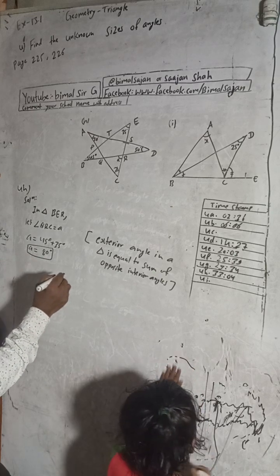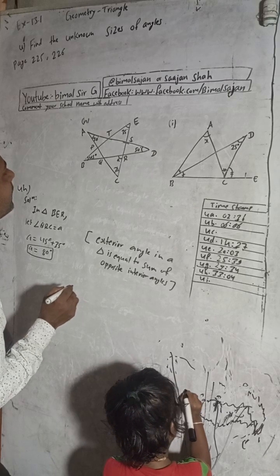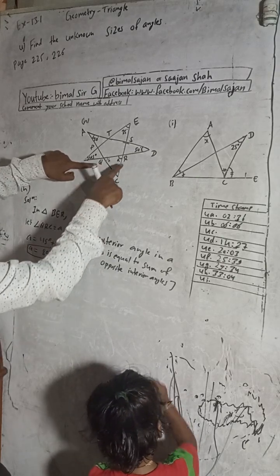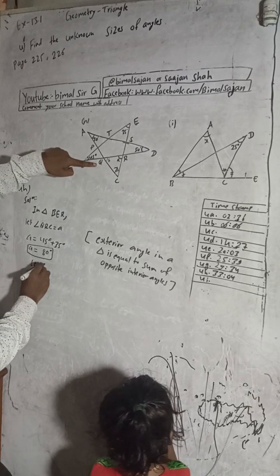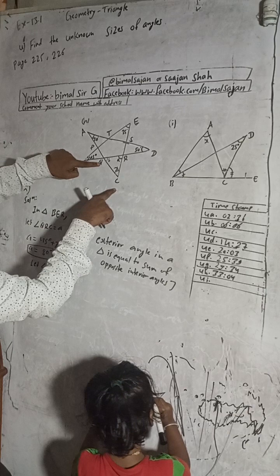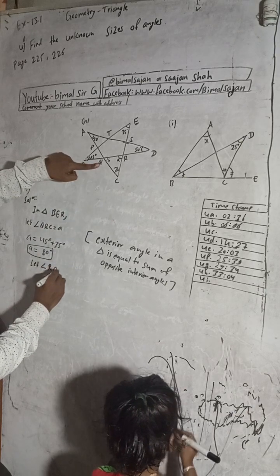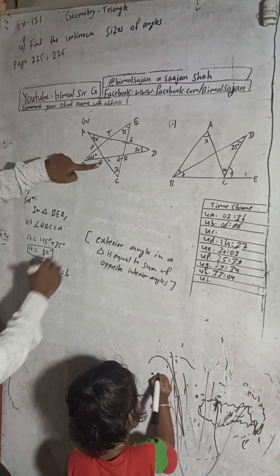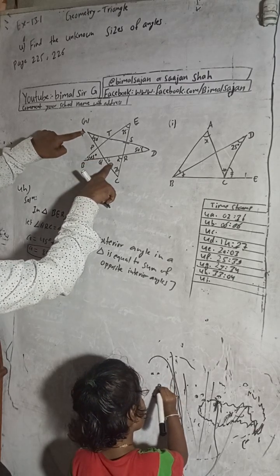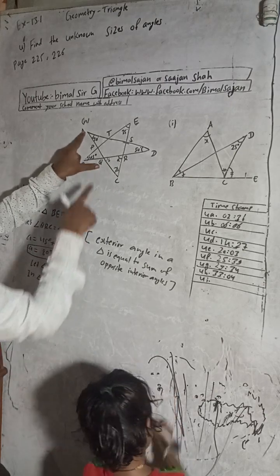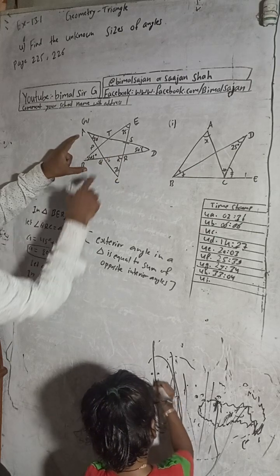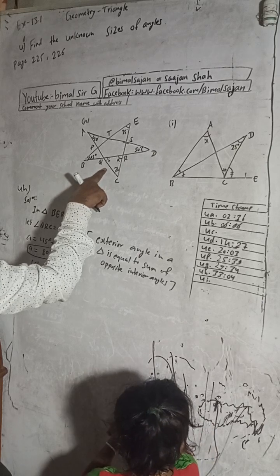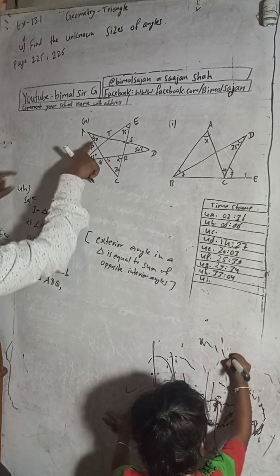In the same way, suppose this angle is B. Let angle RQC be equal to B. Now what is this triangle? Triangle ADQ. In triangle ADQ, what we see is that B is equal to 30 degree plus 50 degree.